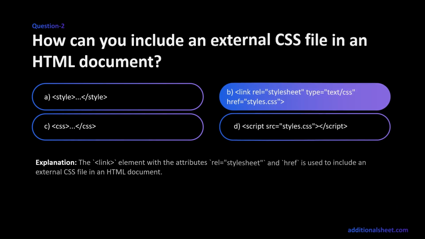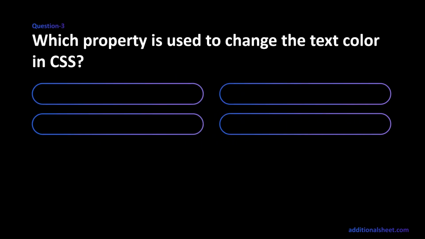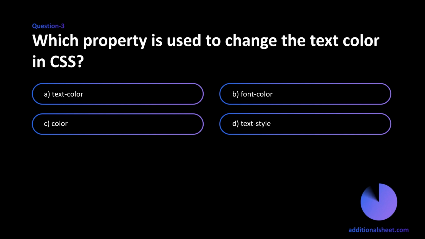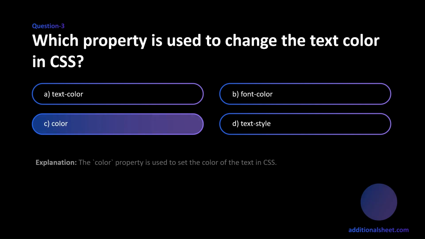Q3. Which property is used to change the text color in CSS? Options are A. Text color, B. Font color, C. Color, D. Text style. The correct answer is option C. The color property is used to set the color of the text in CSS.